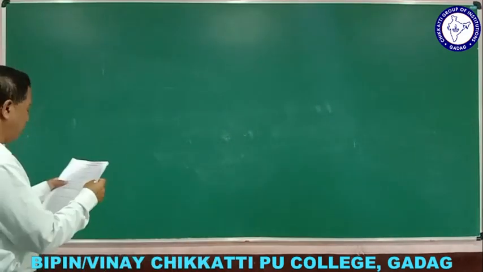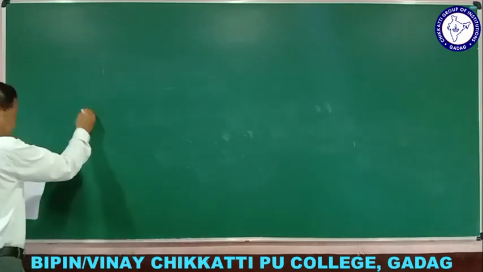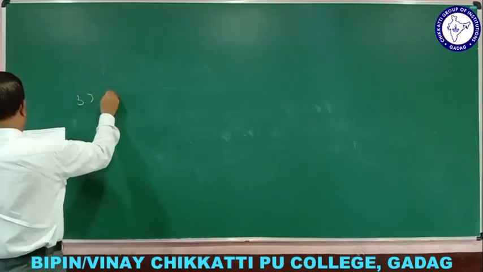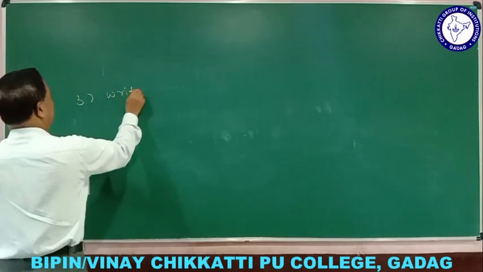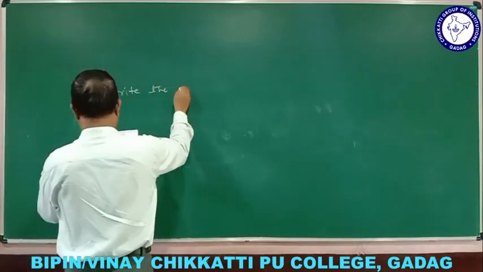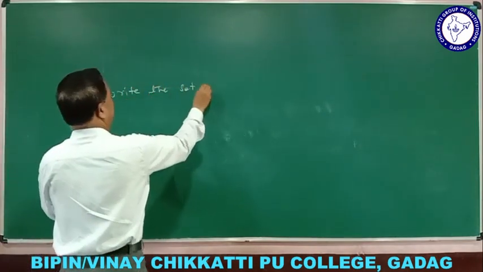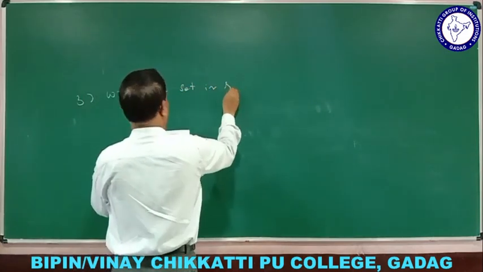See the second question now. What is the second question? Second is over. Now third question. Now you see, write the set in roster form.